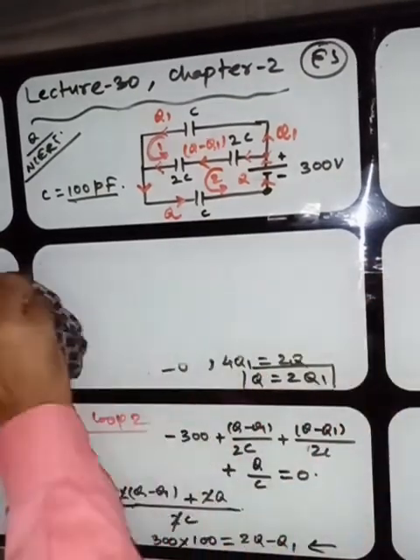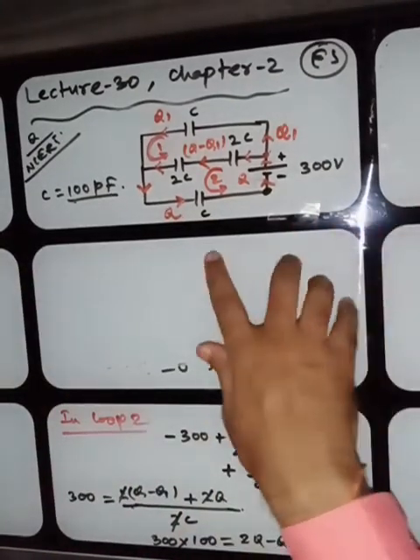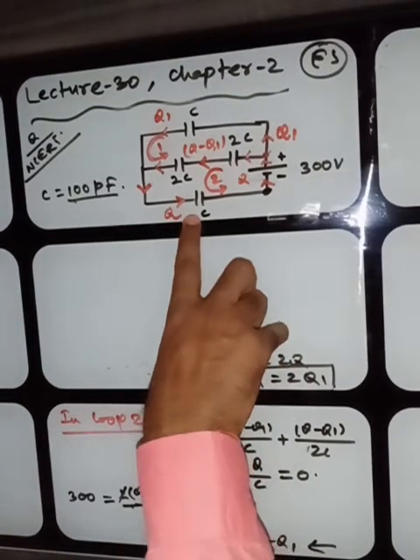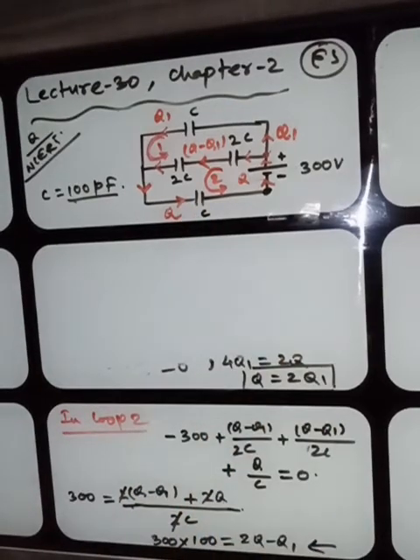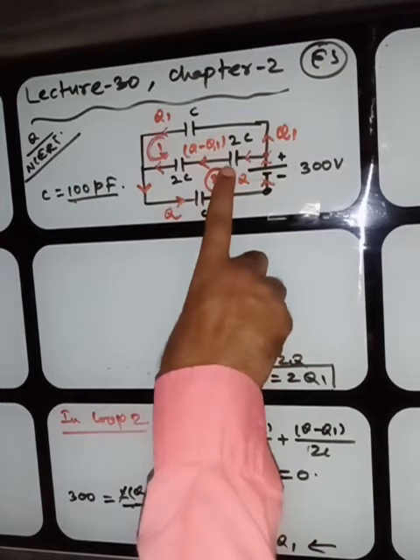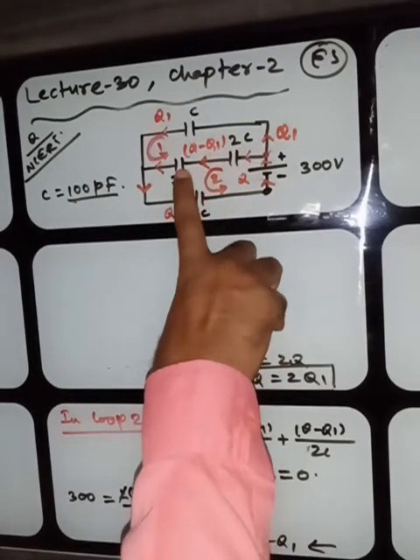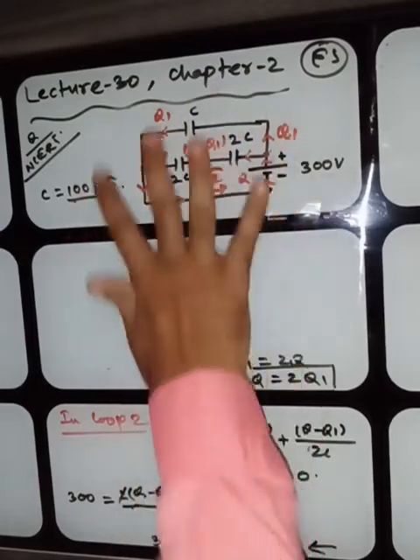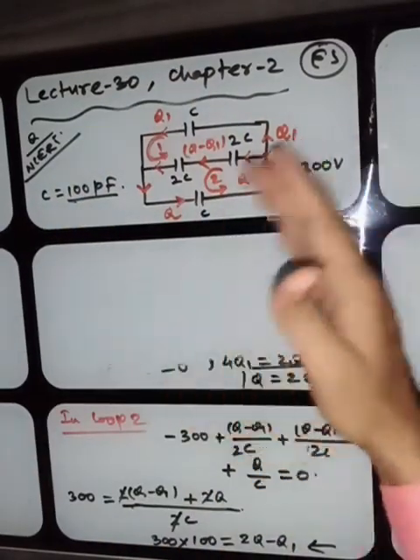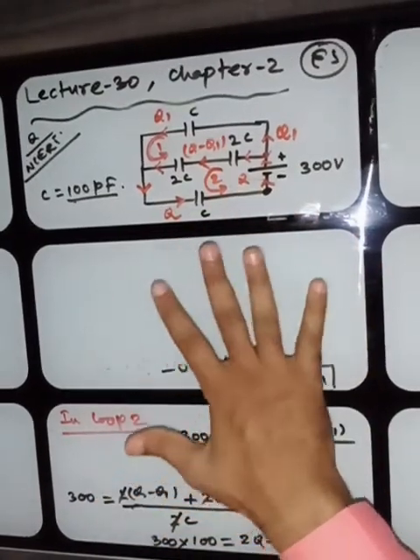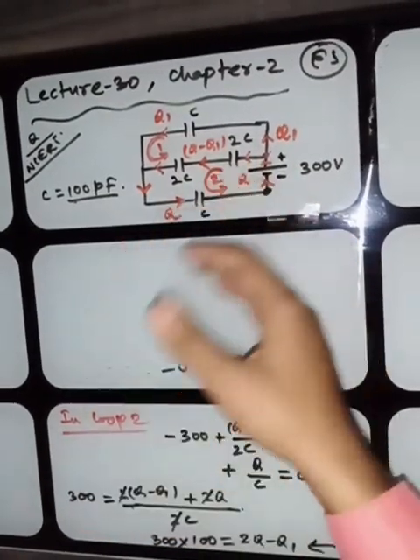If you have to find charge on each capacitor, you can see carefully while calculating. If you calculated value of Q and Q1, then charge on this capacitor will be Q, which is the answer you got. Now the charge on this capacitor will be Q minus Q1. Charge on this capacitor again Q minus Q1. Charge on this capacitor again Q. So in this way you have calculated the charge on each capacitor individually. This is very simple. Once you are trained, you will just enjoy solving this type of question.